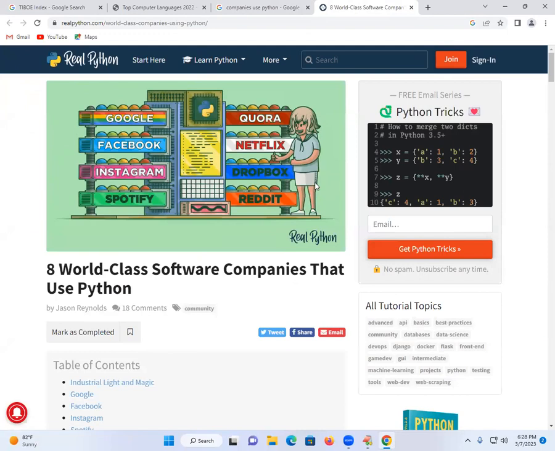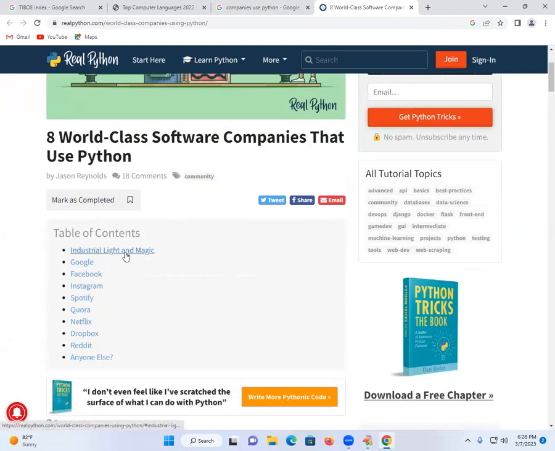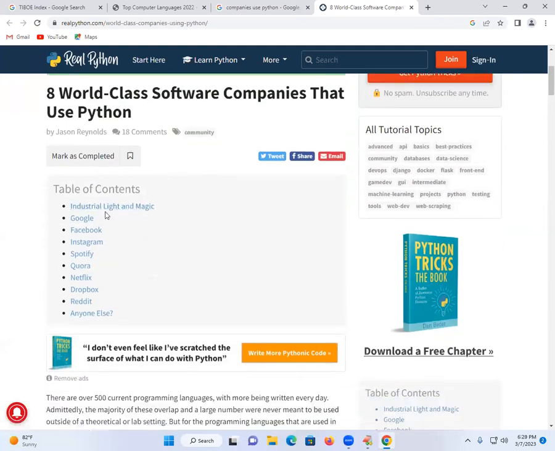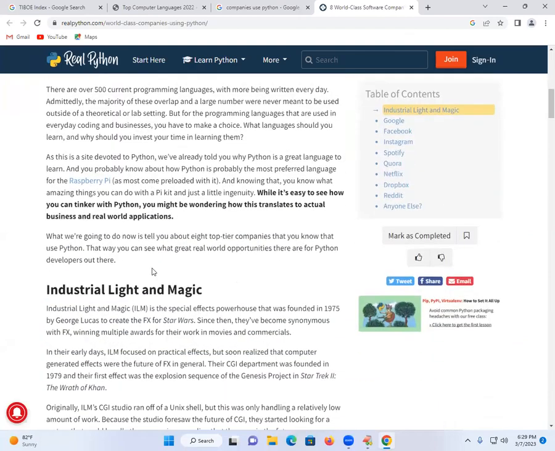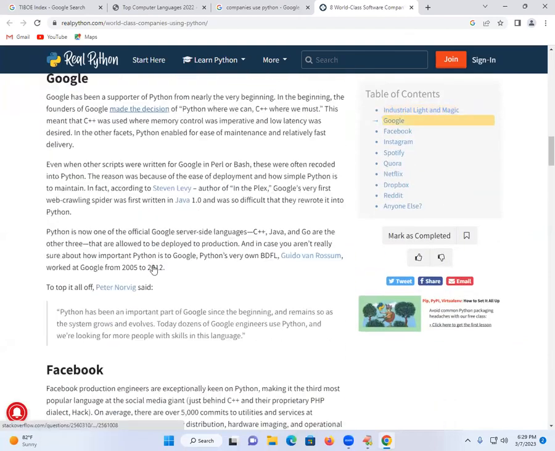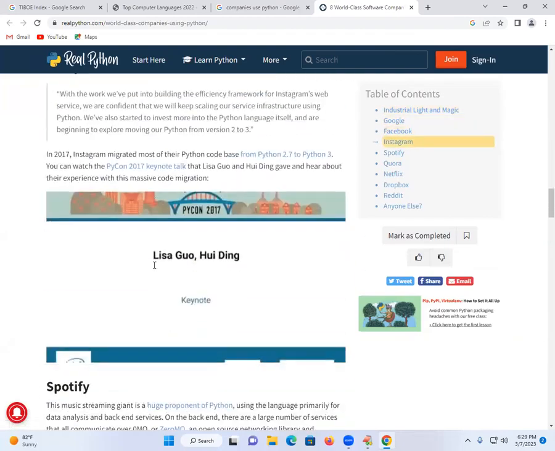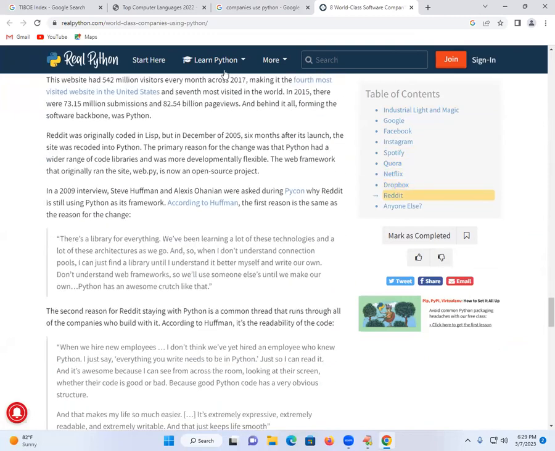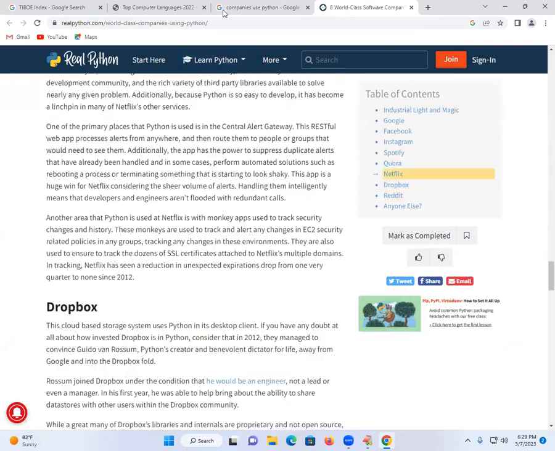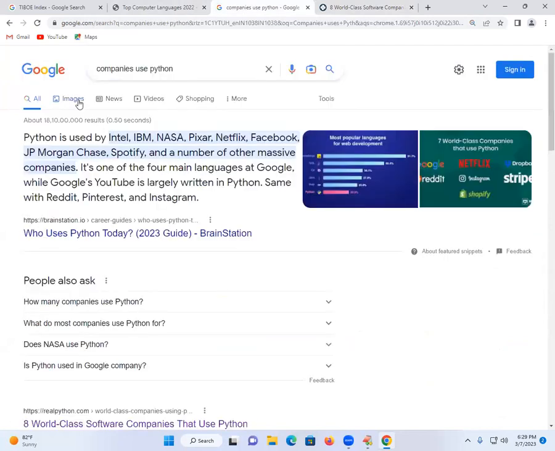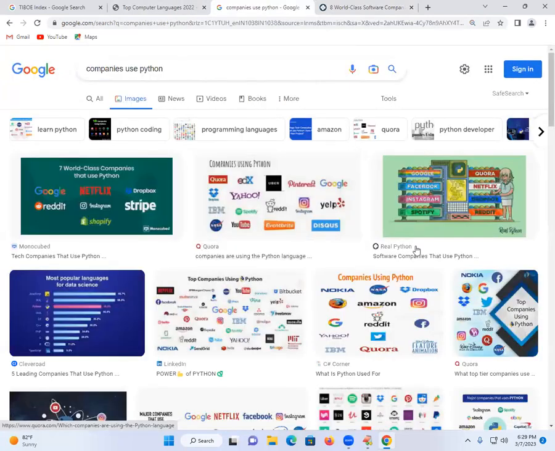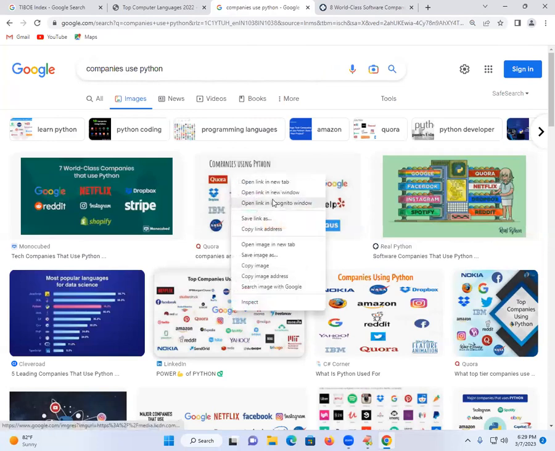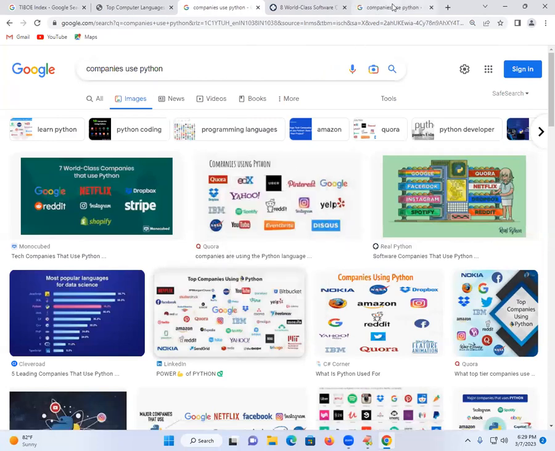I am explaining that the world-class top companies develop applications, and some company names are available. How they are using it, where they are using it, they are describing on this page. You can view it after going to the home page. You can view where they are using it, how they are using it. Now, I will show you the company images, where these company images are.